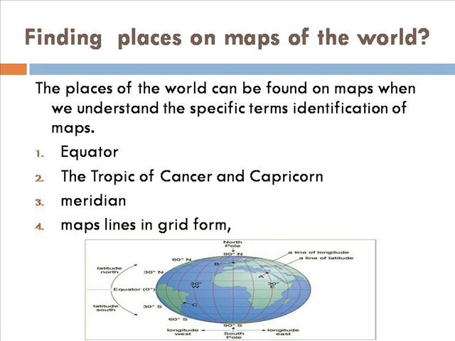How can we find places on maps of the world? To understand it, we need to understand the specific terms for the identification of maps. Number 1, equator. Number 2, the Tropic of Cancer and Capricorn. Number 3, meridian. And number 4, map lines, that is in grid form. In the upcoming slides, you will learn these terms in detail.